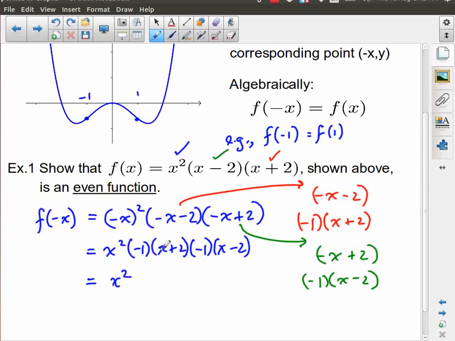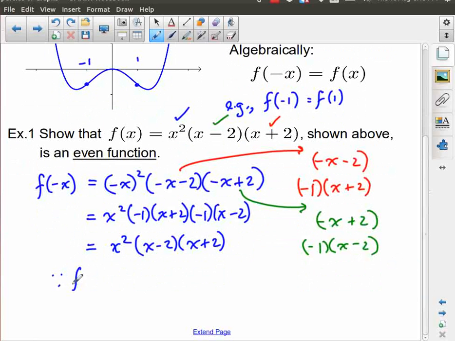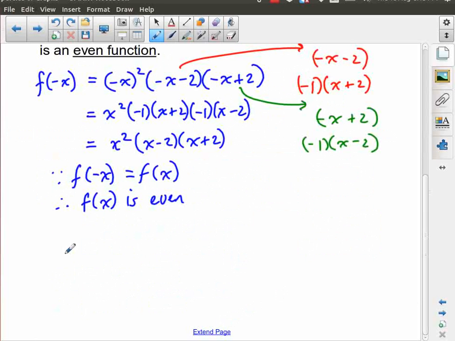And what is negative 1 times negative 1? Negative 1 times negative 1 is just positive 1, so I don't need to write that. And then I'm just going to change the order here. X plus 2 times x minus 2 is the same as x minus 2 times x plus 2. And I have shown that, since f of negative x is equal to f of x, therefore f of x is even. I have demonstrated that this is even. Now, what about brute force?